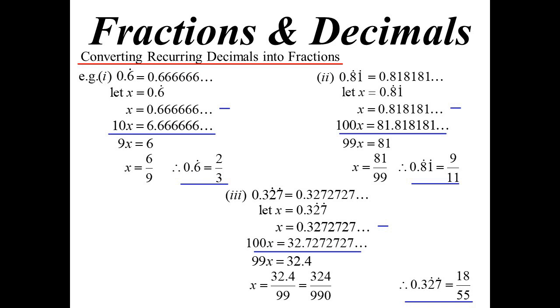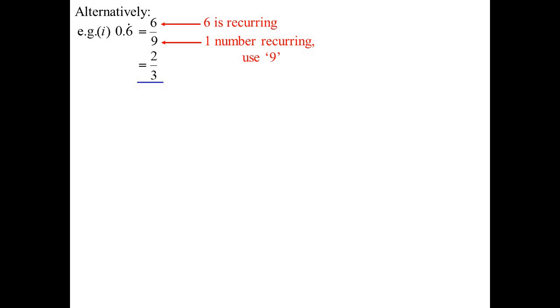There is an easier way. Anyway, spot a pattern, use it to your advantage. Here's how I do it. I look at 0.6 repeater, look at that and go, well, the top of the fraction must be 6, because that's what's recurring. The bottom of the fraction must be 9, because there's one number recurring. So I'll put down 9 on the bottom. And there's my answer.